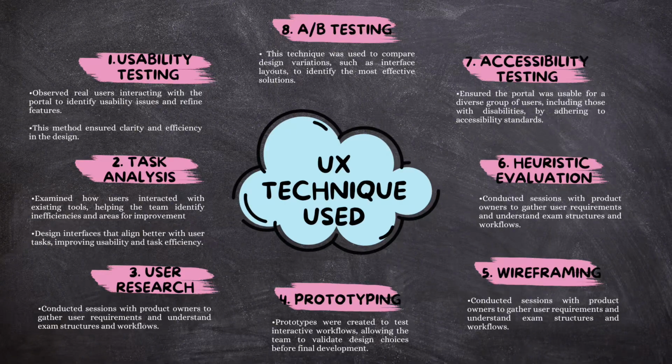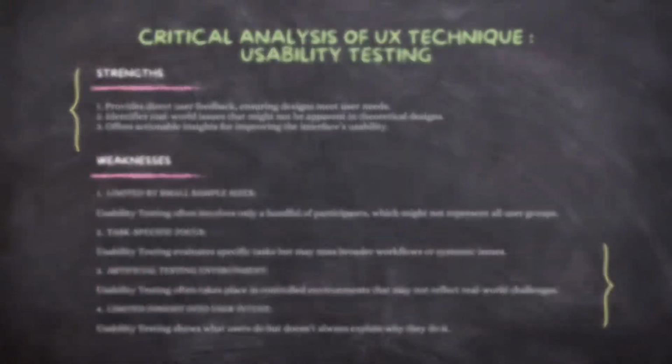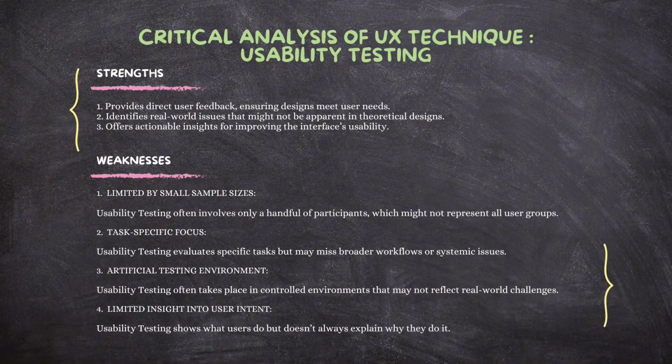Additionally, A/B testing was used to compare design variations such as interface layouts to identify the most effective solution and improve overall user experience. All of these techniques play a vital role in shaping the portal, but usability testing in particular has certain drawbacks which I will address. In this section, I will address usability testing on its strengths and weaknesses. Let's start with the strength first.